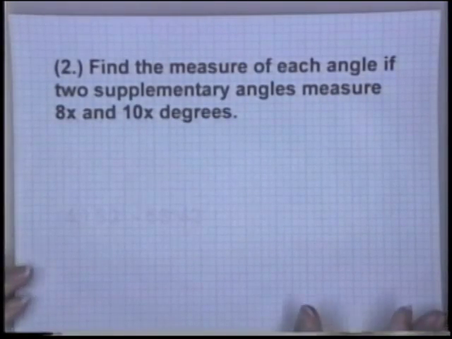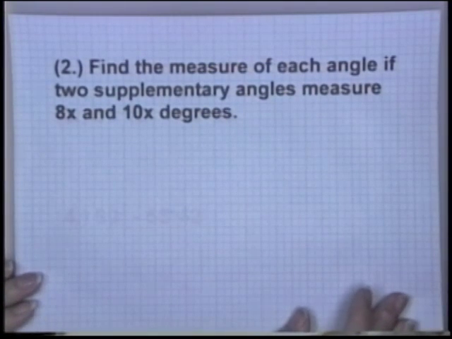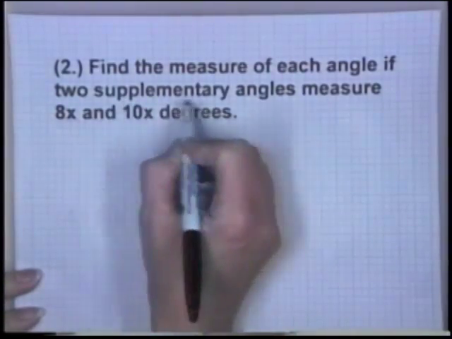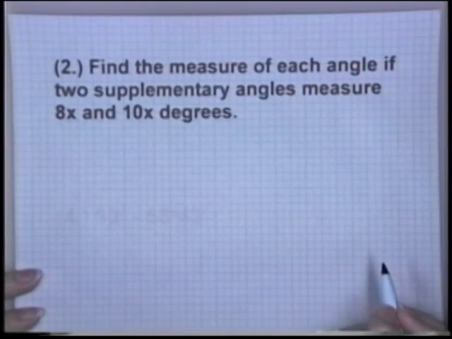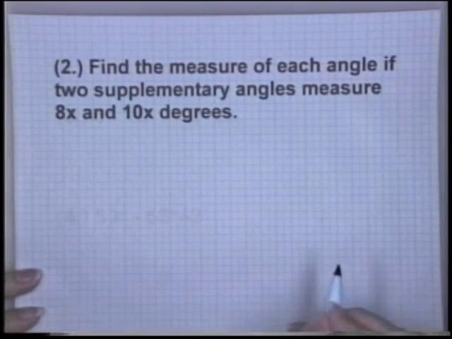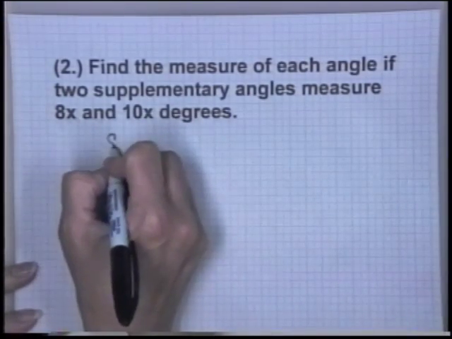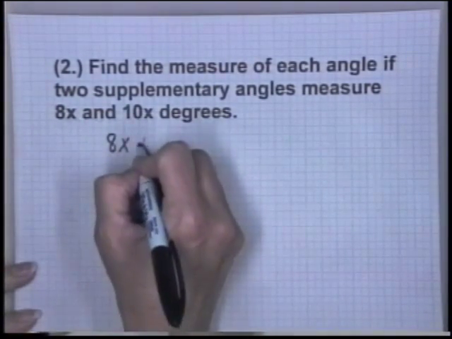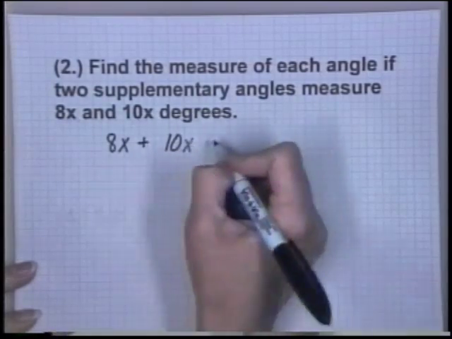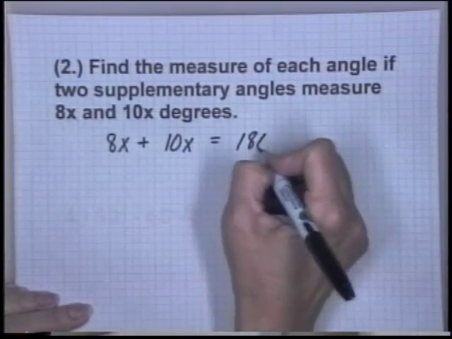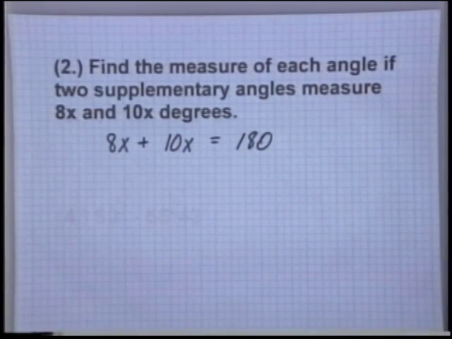The second problem says find the measure of each angle if two supplementary angles measure 8x and 10x degrees. Now, what does it mean if two angles are supplementary? It means their sum is 180 degrees. So we take 8x and add it to 10x because we know it equals 180 degrees because the two angles are supplementary.